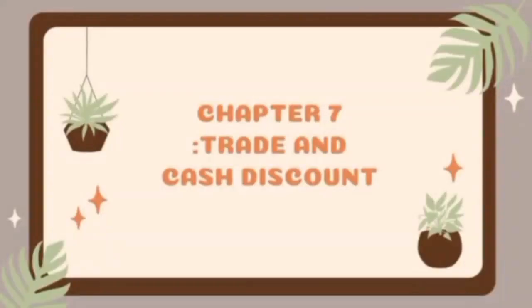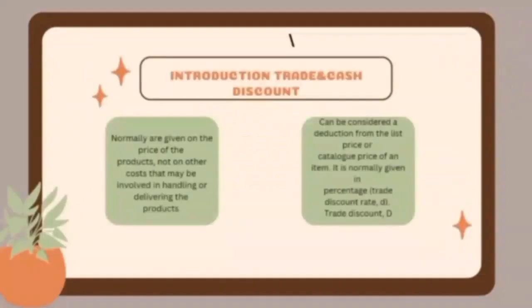We want to present Chapter 7, Trade and Cash Discount. The introduction: trade and cash discount is normally given on the price of the products, not on the other costs that may be involved in handling or delivering the products. It can be considered a deduction from the list price or catalog price of an item. It is normally given in percentage, trade discount rate, and trade discount.